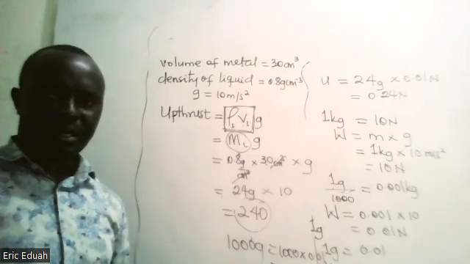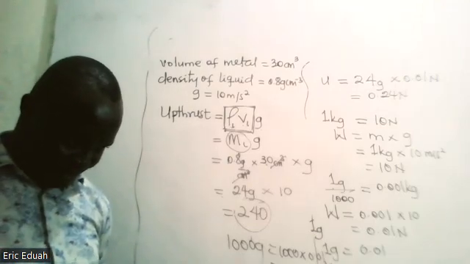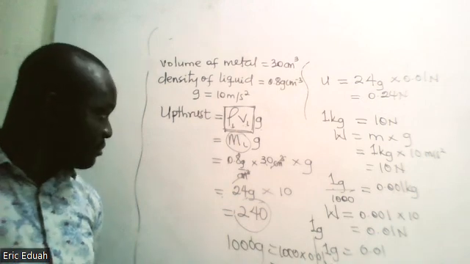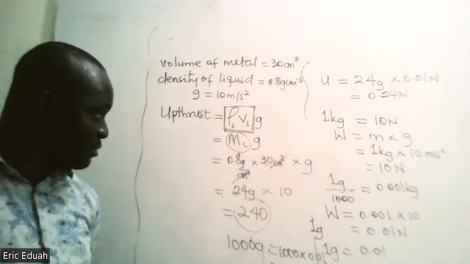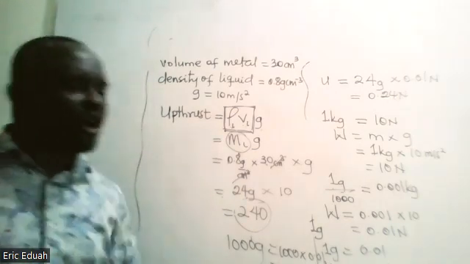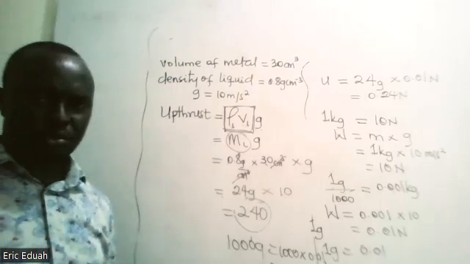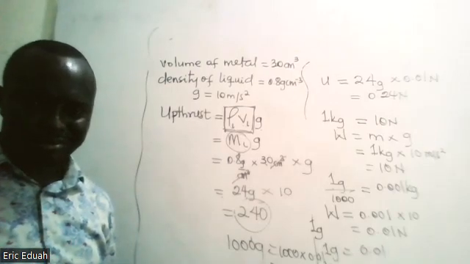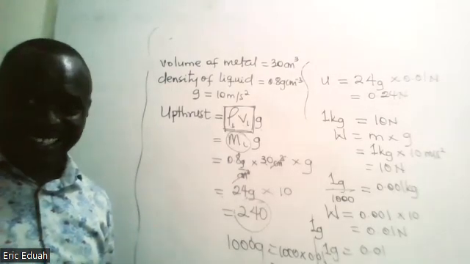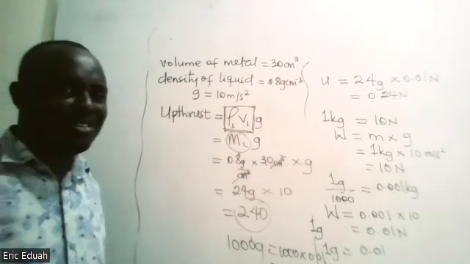Hello, Gloria. And Mr. Idia, so immediately, maybe when you started, you wrote upthrust is equal to 0.8 times 30 times 0.01. Would they ask maybe where you got the 0.01 from? Correct. Unless whoever gave you the question doesn't know. Unless the person doesn't know.